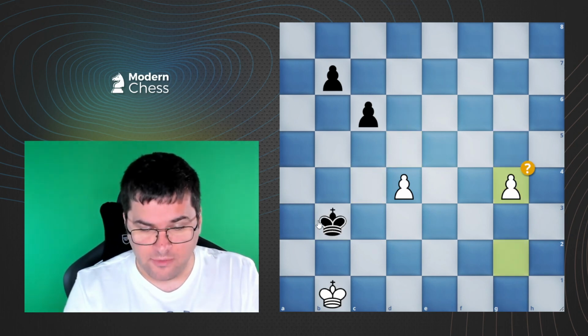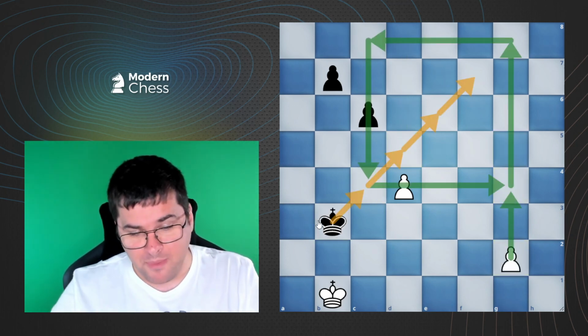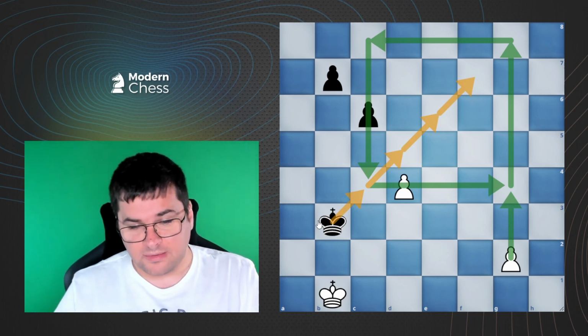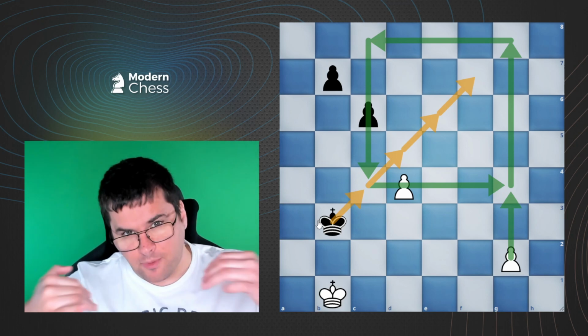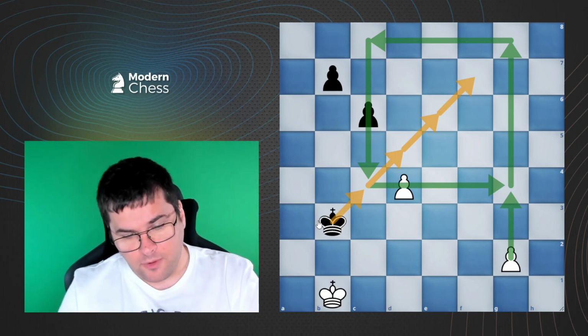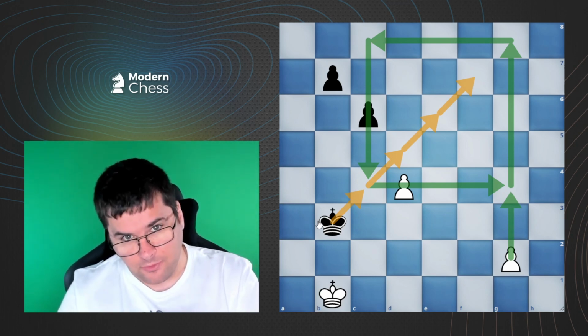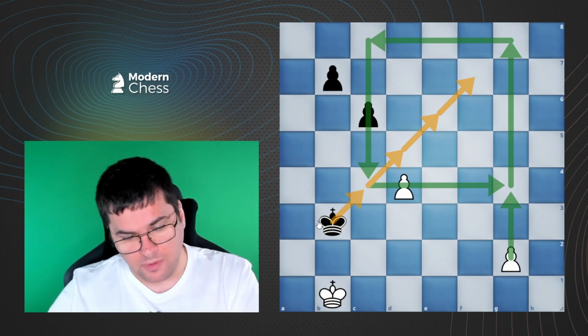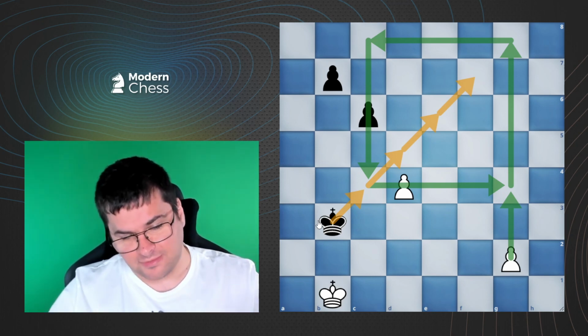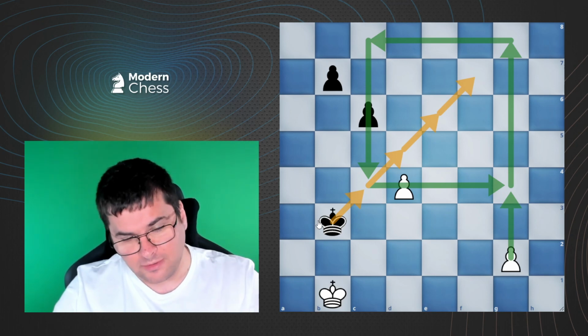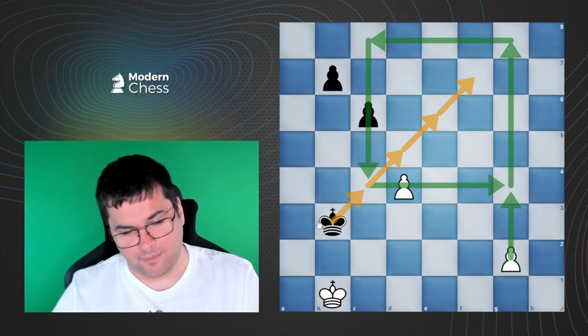But there is one important method that you should know. Sometimes you can prevent the opponent's king from entering the square of our passed pawn by making a pawn sacrifice, thus forcing the opponent to occupy one of the key squares with a pawn, for example.